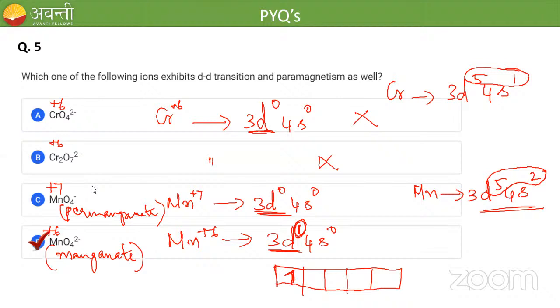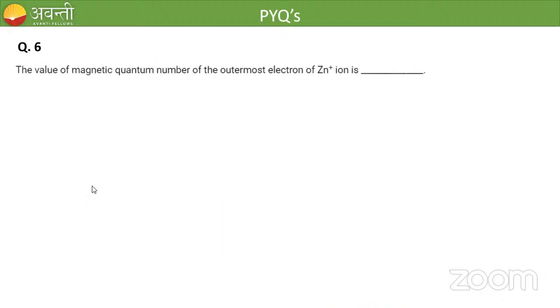These are all very, very easy questions, which you can score 4 marks on easily. So don't make silly mistakes and lose your marks. Try to be very careful and give the answer. I'll go to the next question.